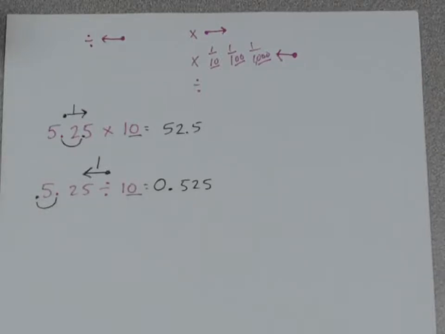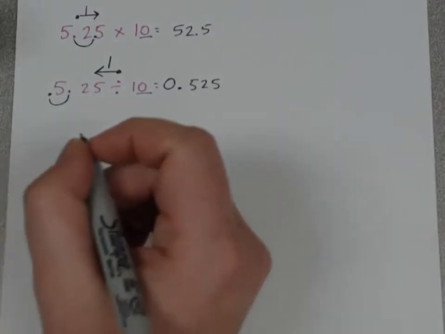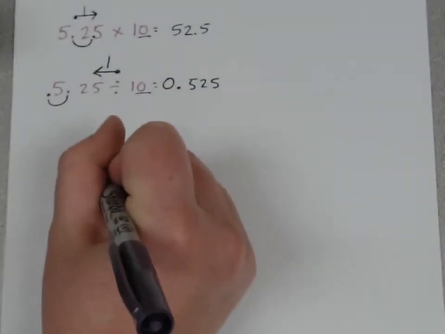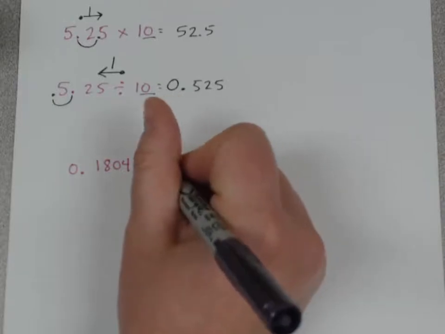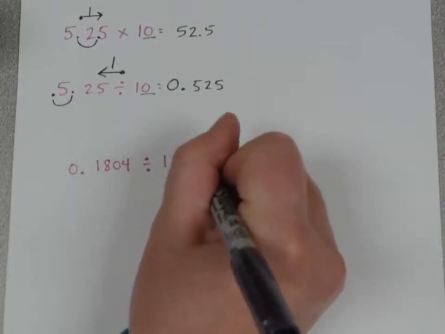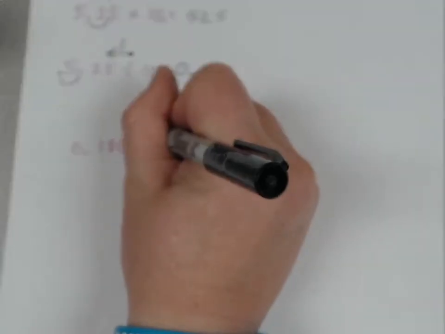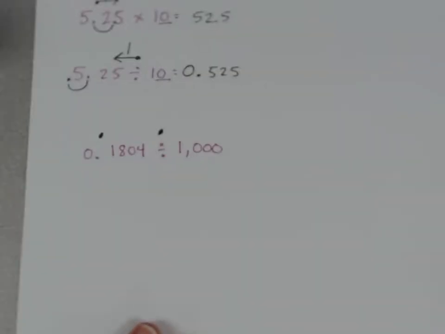Now, another thing that some of them are running into problems with would be a problem like this. Let's do 0.1804 divided by 1,000. All right, now, the first thing I would tell them to do, and we always do this, is we put our decimal, whoops, that's in the wrong spot, I'm sorry. We put our decimal right here, okay?